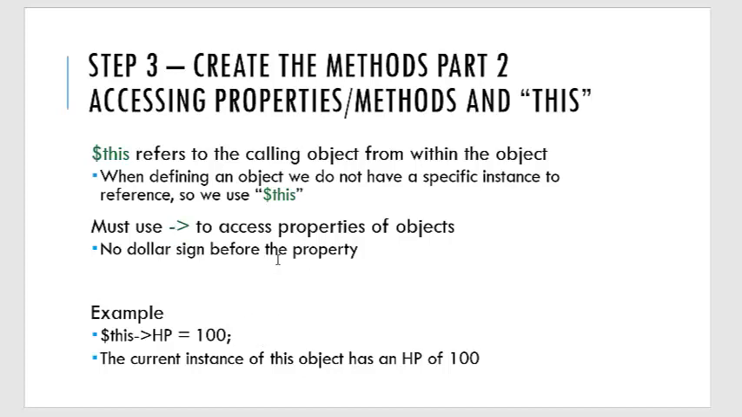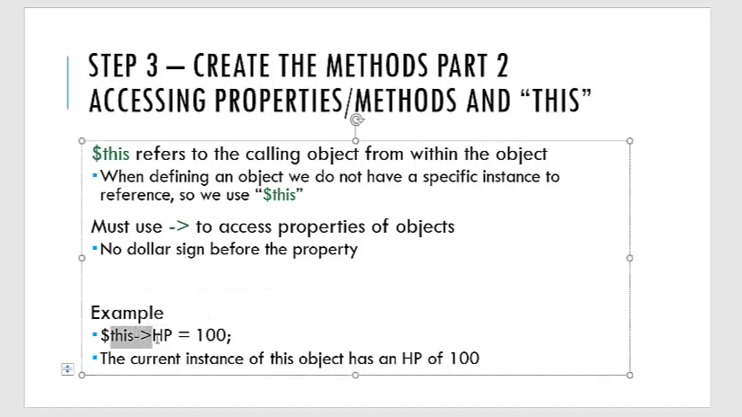No $ sign before the property. You'll see that when I put it in play. Like down here, here's an example. So this right here, I'm reading this line, and this line right here is valid. This is something you would write inside of a class definition. So you're only going to use that keyword this inside of a class definition. That means whoever I'm talking about, the instance of this object, I want to set its HP to 100. So see that operator here indicating I'm referencing a property of an object.